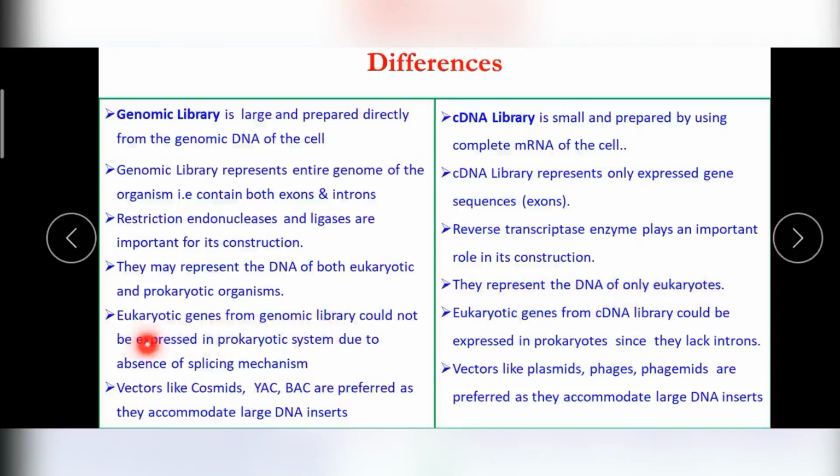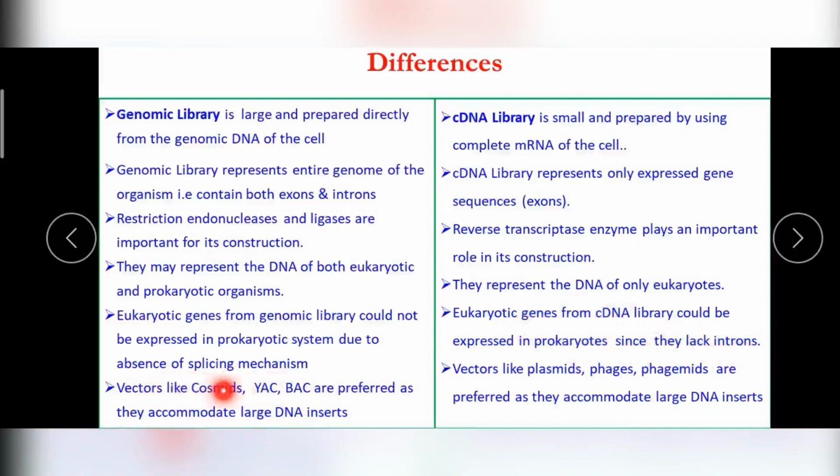The next difference is that eukaryotic genes from a genomic library could not be expressed in a prokaryotic system due to the absence of a splicing mechanism, whereas these genes can be expressed from cDNA libraries because they lack introns. Because you are taking the complementary DNA and that one lacks introns, the eukaryotic genes can be easily expressed from a cDNA library.